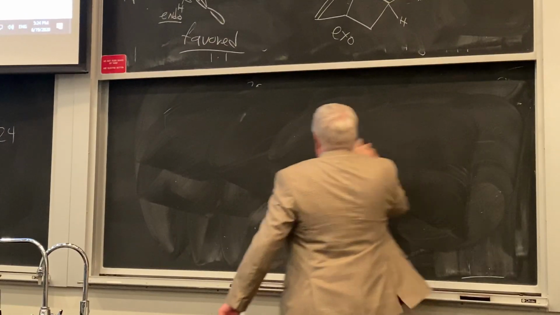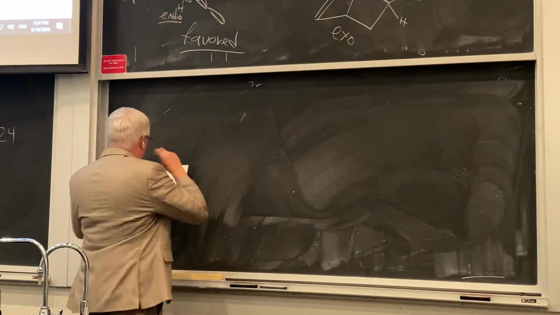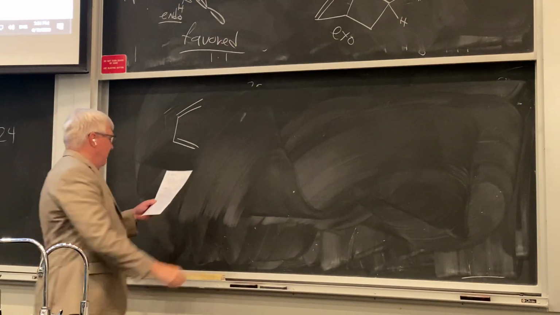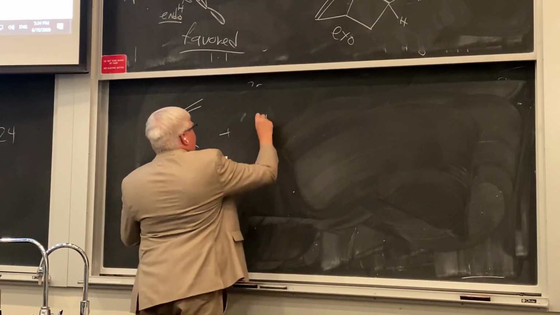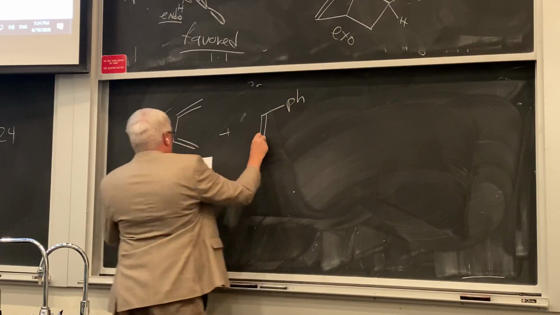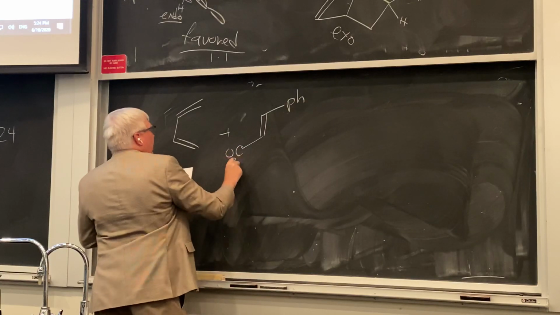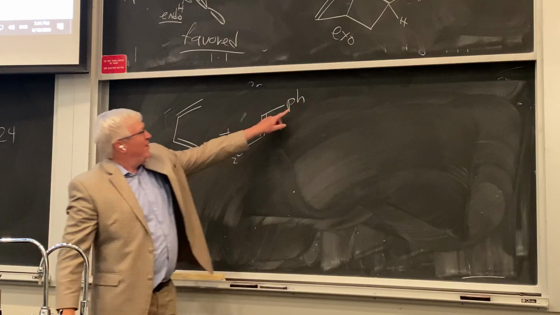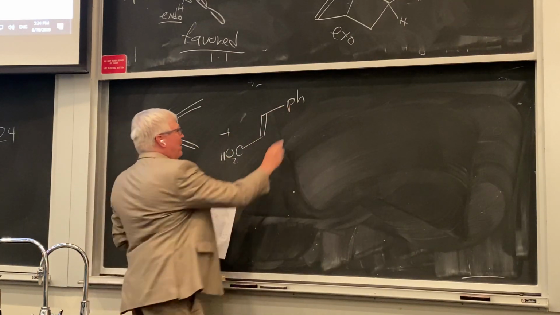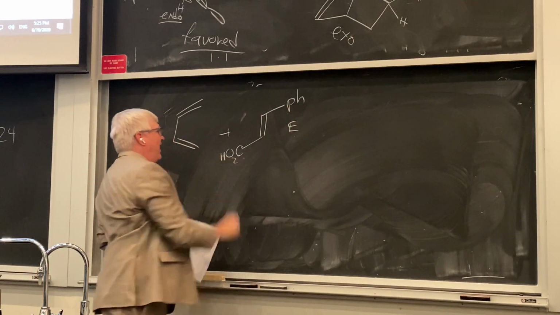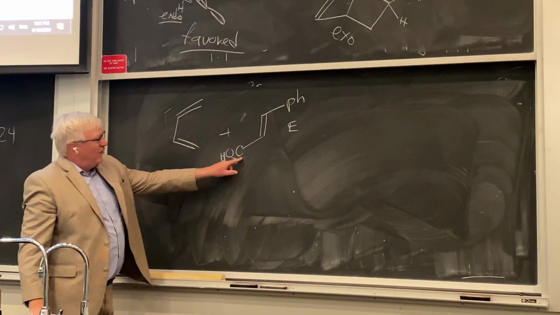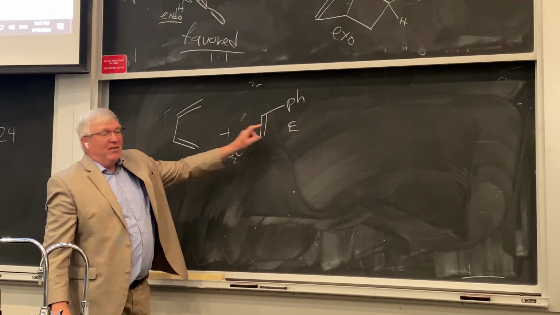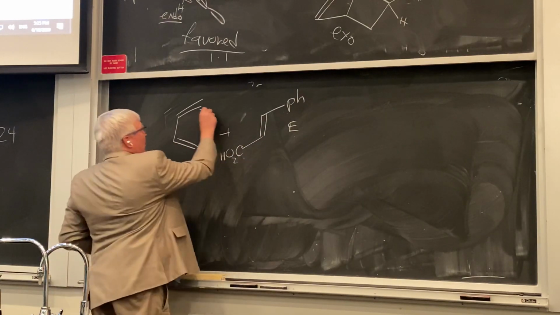So let's see. How about this variation? Let's have, back to the simple one, butadiene, plus this unsaturated carboxylic acid. So this is a phenyl group of benzene over here, a trans or E double bond right there, and then a carboxylic acid. Now this has a carbonyl that's conjugated to the dienophile, right? So that's going to make this reaction go quite well.